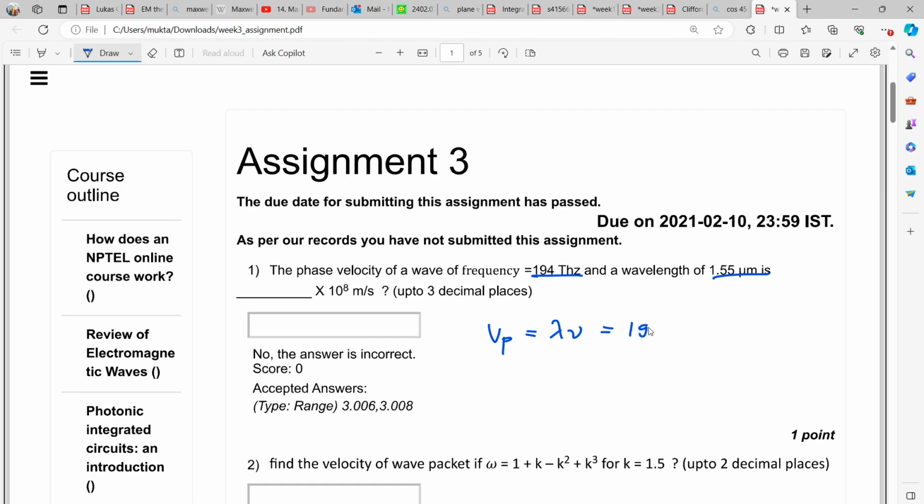So that is 194 terahertz, meaning 10 power 12, into 1.55 micrometer, meaning 10 power minus 6. That is 3.007 into 10 power 8 meters per second. So this was easy.